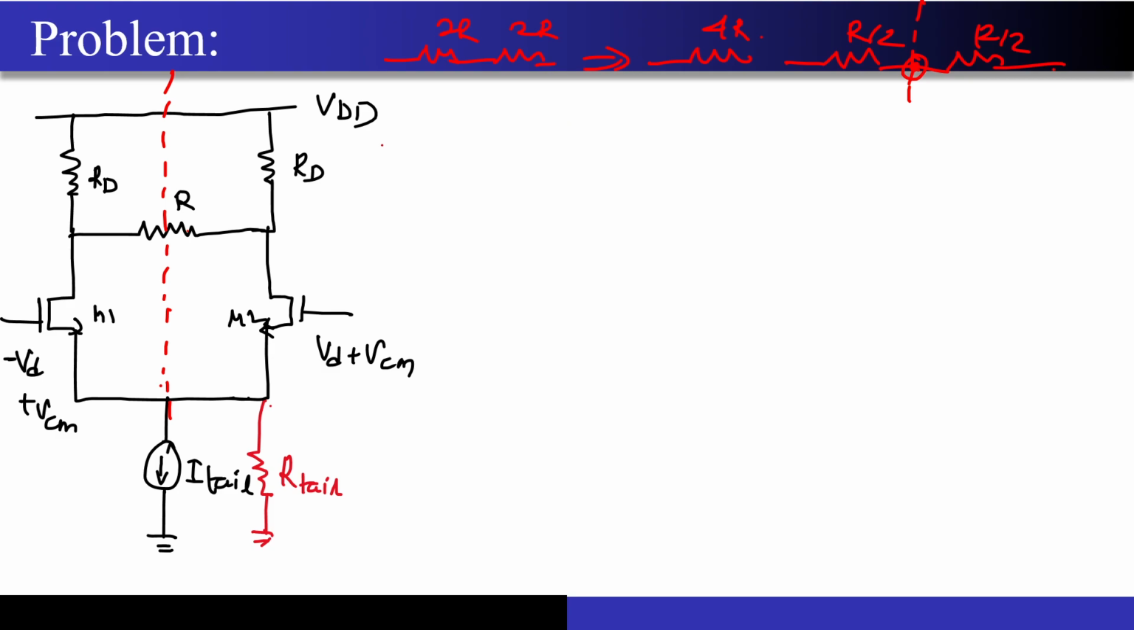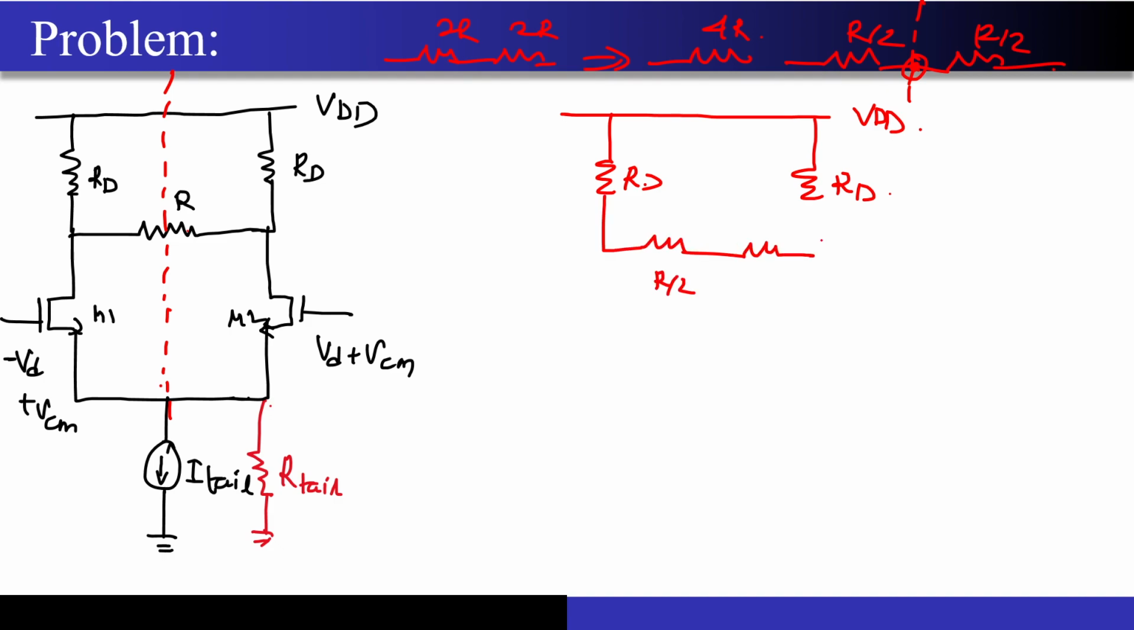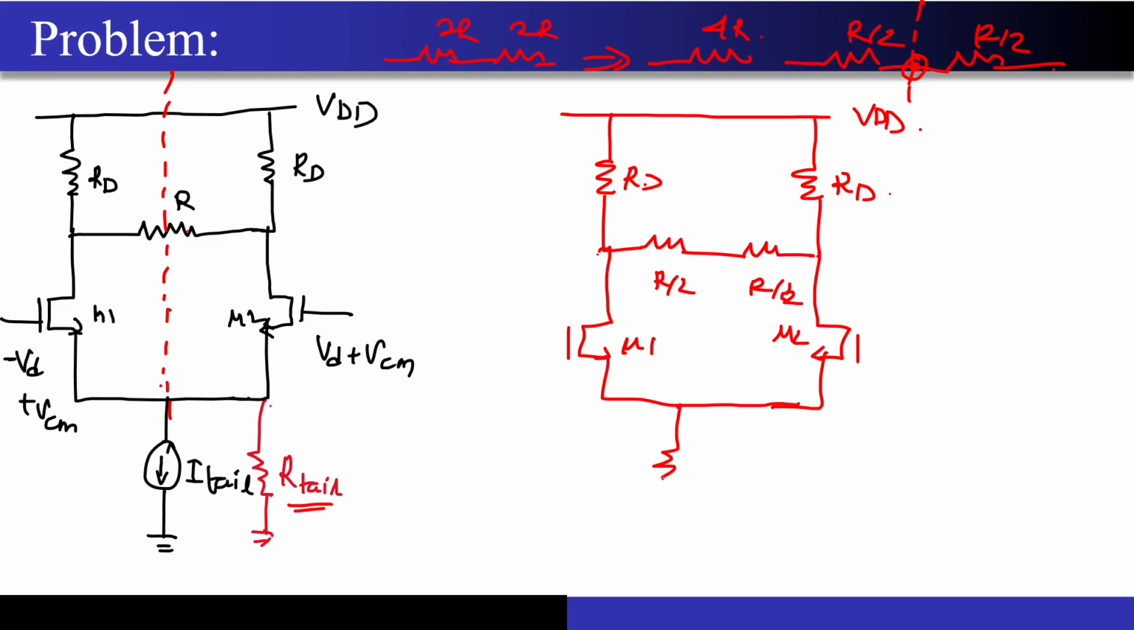So now we will be doing the exact same thing. Let me just draw the circuit over here so that everybody is able to imagine this. This is RD. This is RD. Then you have R by 2. Then you have R by 2. Then you have M1 over here, then M2 over here. And then I have a tail current source. But remember, we have an R tail over here, so we have to take 2 times R tail and 2 times R tail. I hope everybody is able to imagine.